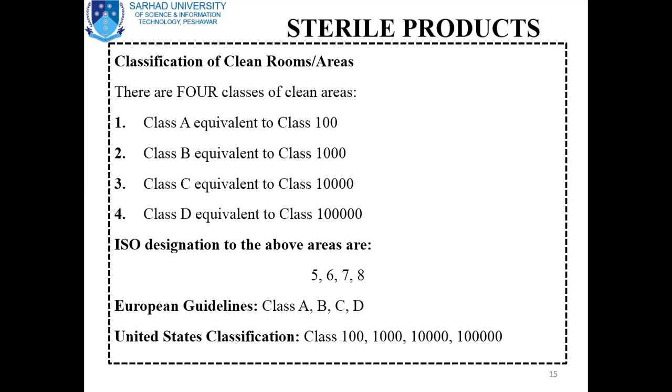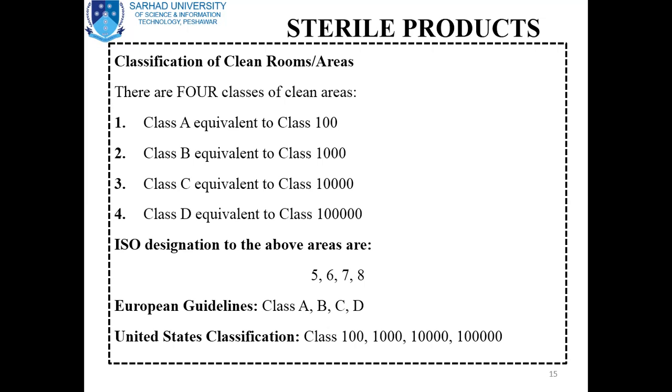Remember that the ISO designation for the above areas is as follows. For the class A area, the ISO designation is 5. For the class B area, according to the International Standards Organization designation, it is also class 5 area. While the third area, class C, according to ISO designation is termed as 7. Class D is ISO designated as 8.